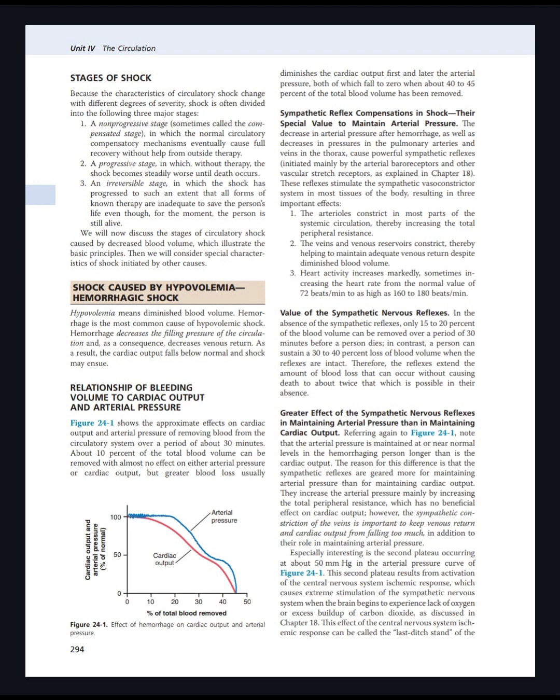Next is the value of the sympathetic nervous reflexes. In the absence of sympathetic reflexes, only 15 to 20% of the blood volume can be removed over a period of 30 minutes before a person dies. In contrast, a person can sustain a 30 to 40% loss of blood volume when the reflexes are intact. Therefore, the reflexes extend the amount of blood loss that can occur without causing death to about twice that which is possible in their absence.